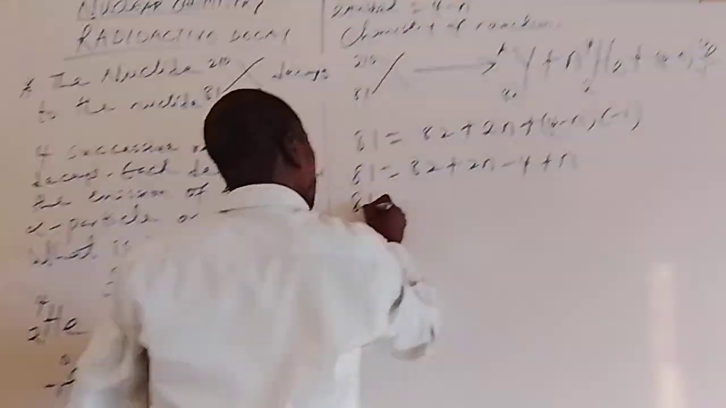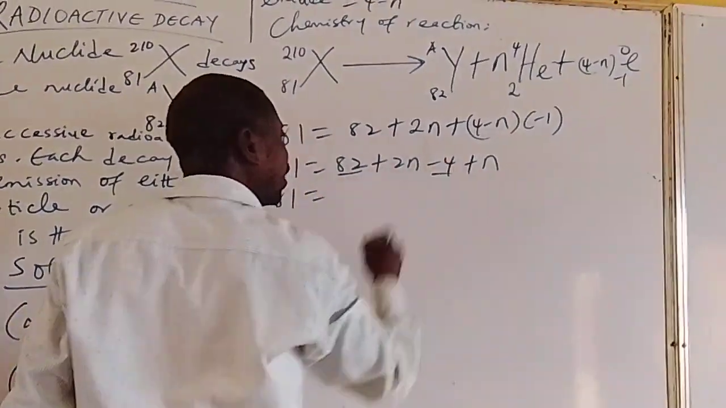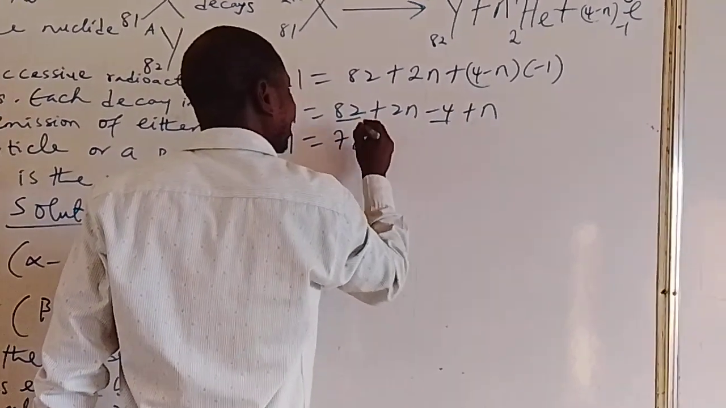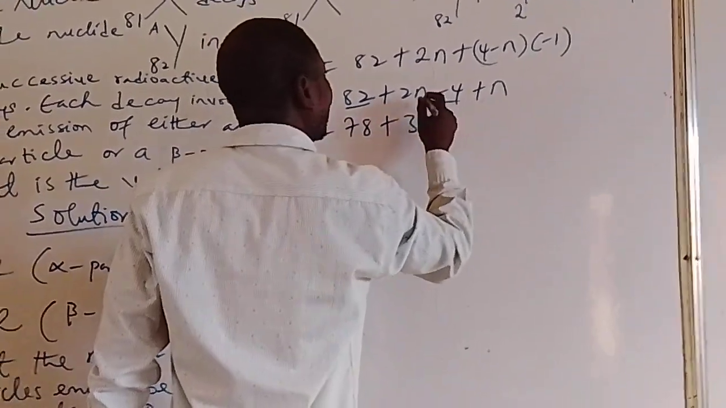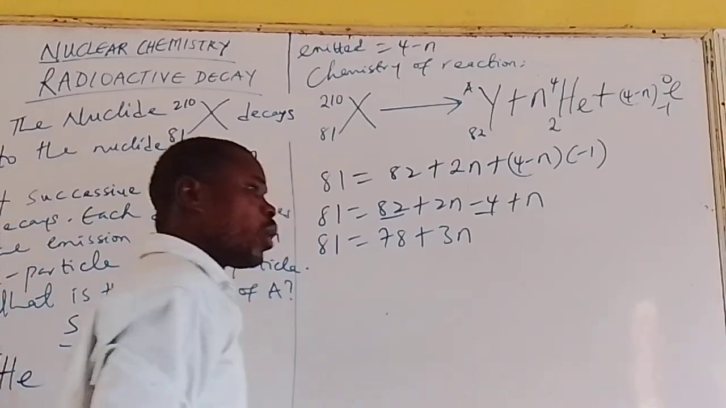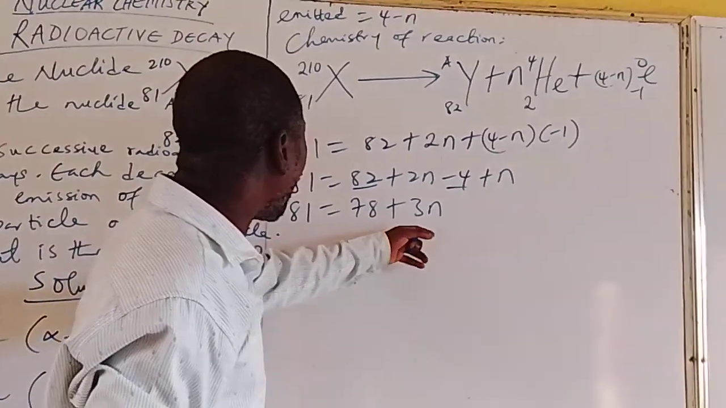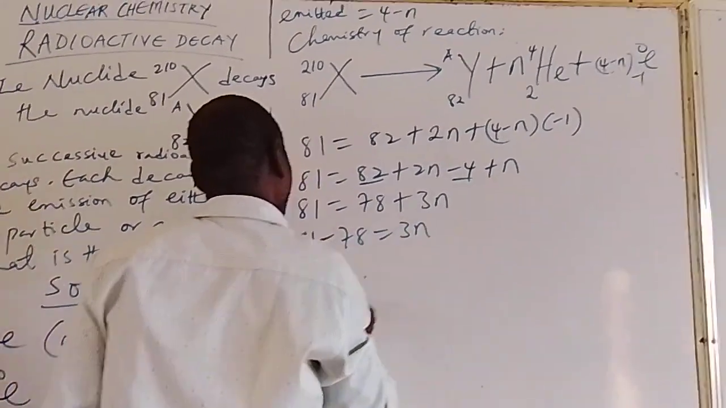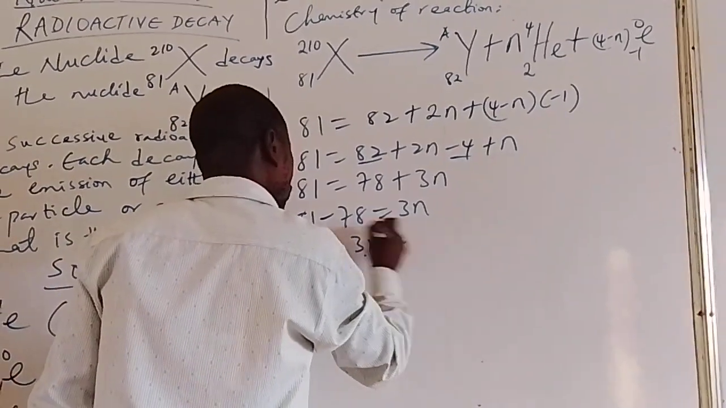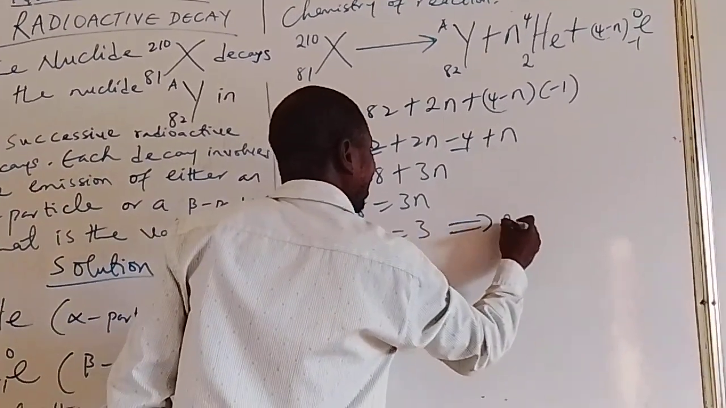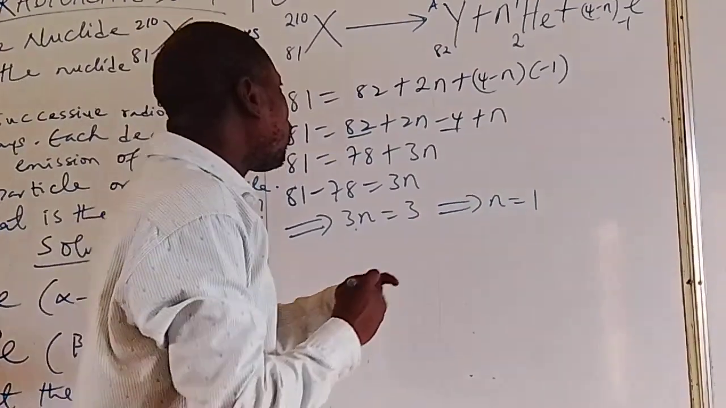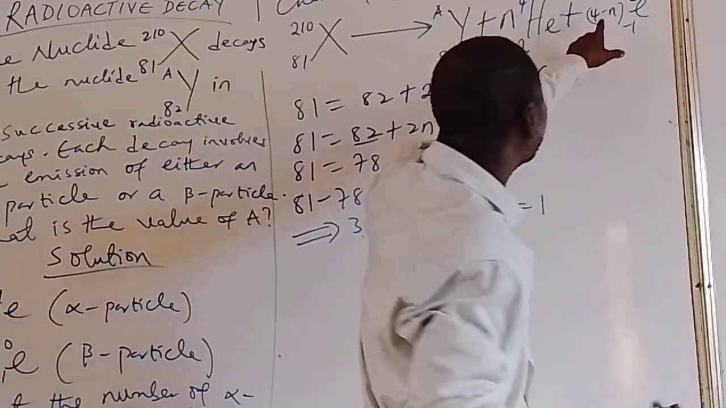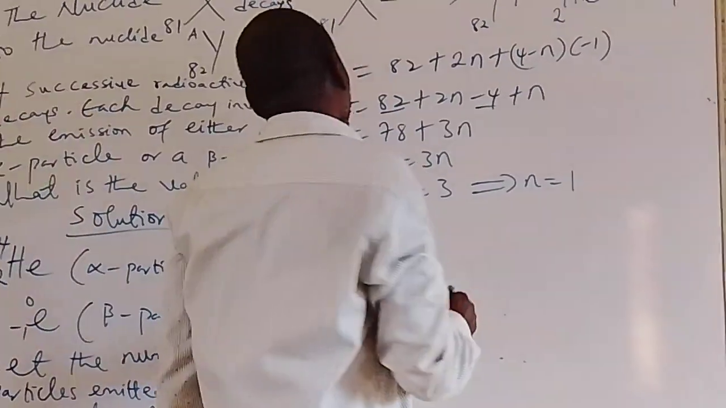So what does that imply? 81 is equal to, now let's collect the like terms. 82 minus 4 is 78, plus 2n plus n is 3n. So let's make n the subject of the equation. If n is made the subject, we have 81 minus 78 is equal to 3n, which implies that 3n is equal to 3, which also implies that n is equal to 1. So now, since n is 1, that means we have just 1 alpha decay and 3 beta decays.